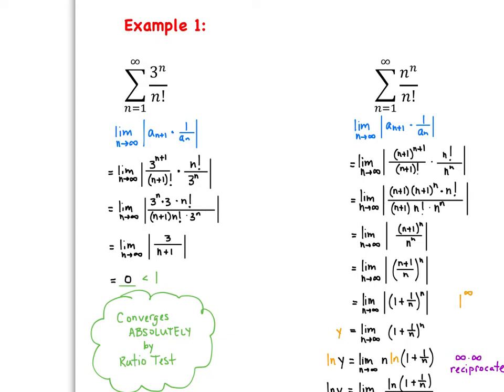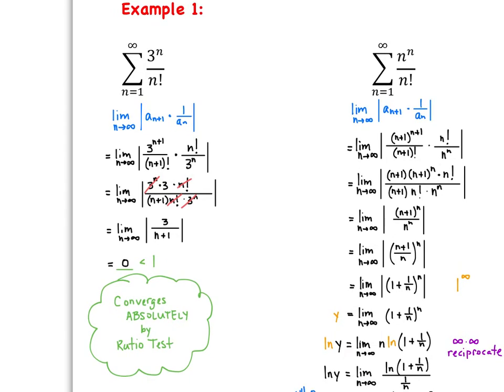And now we just have to use our algebra to clean this up. So 3 to the n plus 1 becomes 3 to the n times 3, and n plus 1 factorial we can rewrite as n plus 1 times n factorial. So the 3 to the n's cancel, the n factorials cancel, and we are simply left with the limit as n goes to infinity of the absolute value of 3 over n plus 1. When we substitute infinity, we get 3 over infinity, which goes to 0. Since 0 is less than 1, we conclude that this converges absolutely by the ratio test.